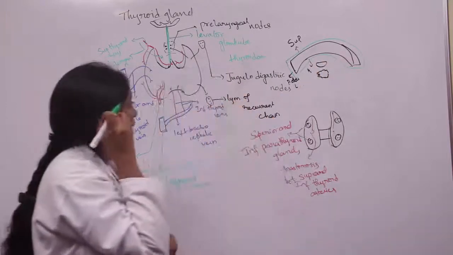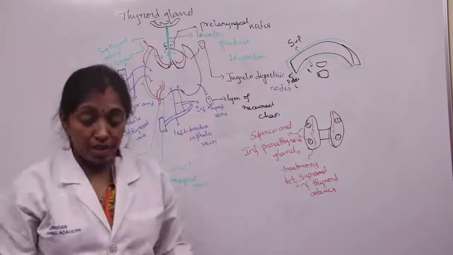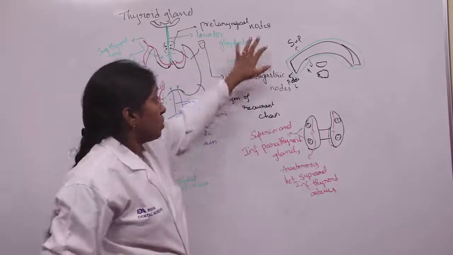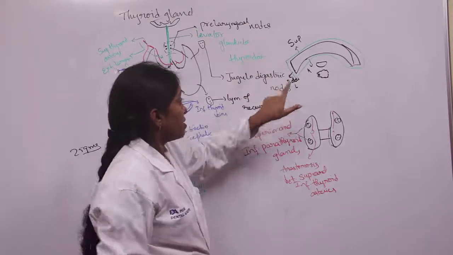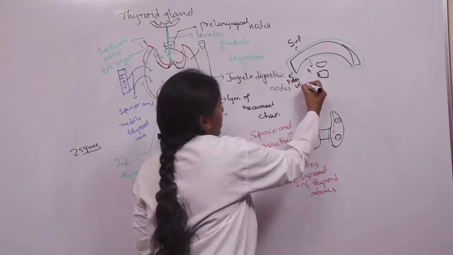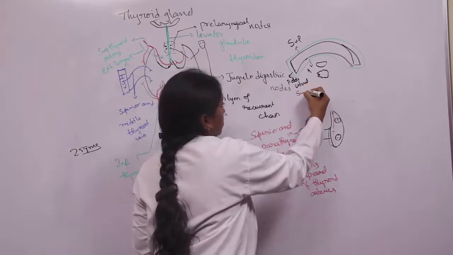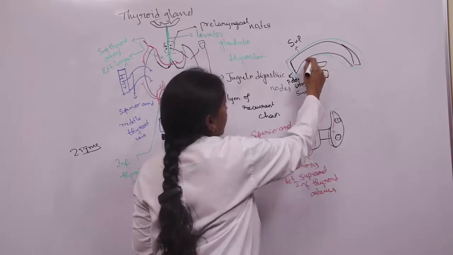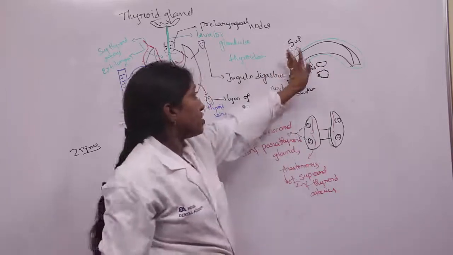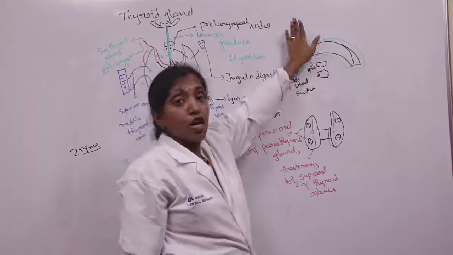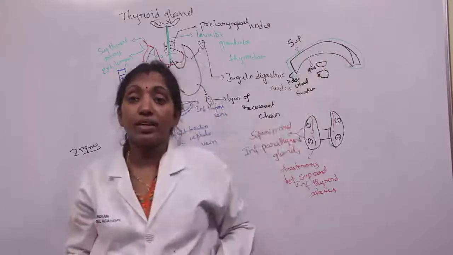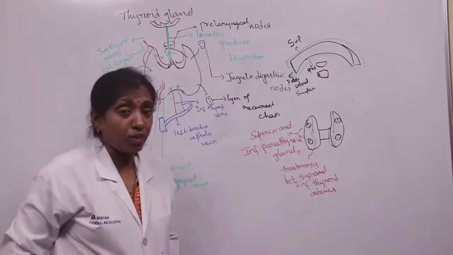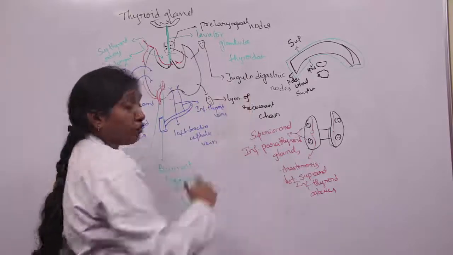So the thyroid gland, each lateral lobe consists of three surfaces: superficial surface, posterolateral surface. This is the posterolateral surface, and this is the medial surface. Okay, this is the medial surface, and this is the posterolateral surface, and this is the superficial surface, or we can call it the anterolateral surface. So that's about the surfaces of the thyroid gland.